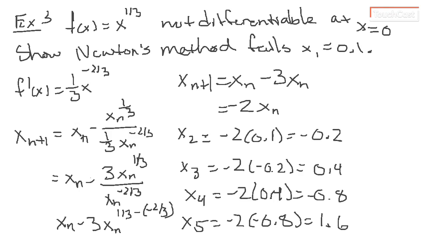1.6. Because we alternate between negatives and positives here, we're not going to converge on one point. So that alone is enough to say that in this case, Newton's method is not going to work to find the zero of this function. And we're going to leave it at that. We're done talking about Newton's method.